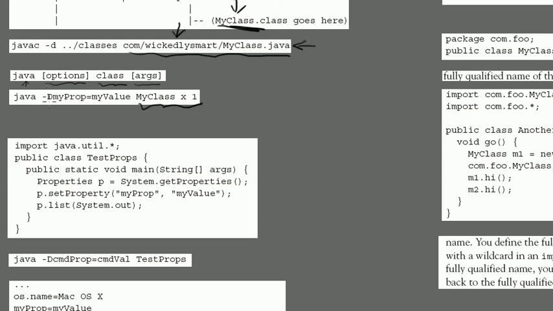In options you could provide properties. Hyphen D is the way you provide a property to this. Just before invoking MyClass, you can provide properties through the command line. myprop is a key, and myvalue is a value.